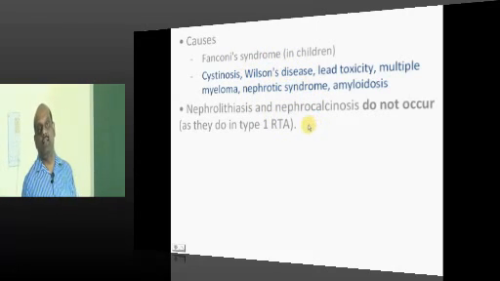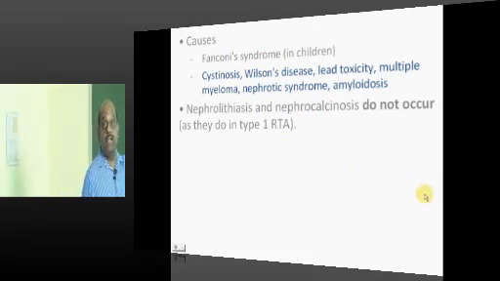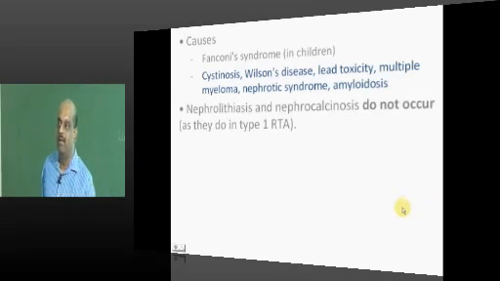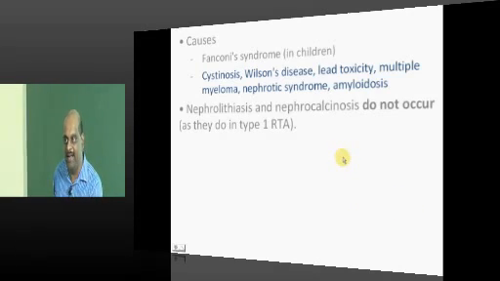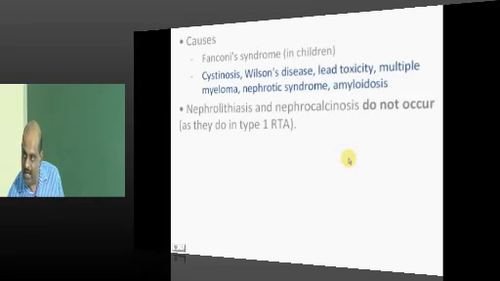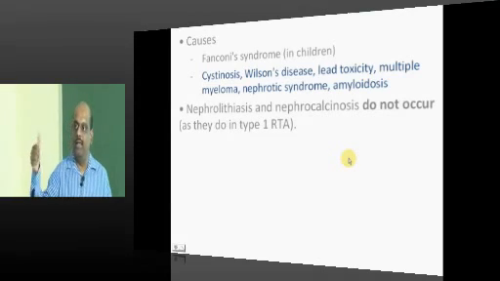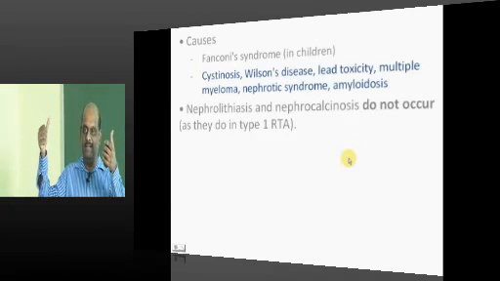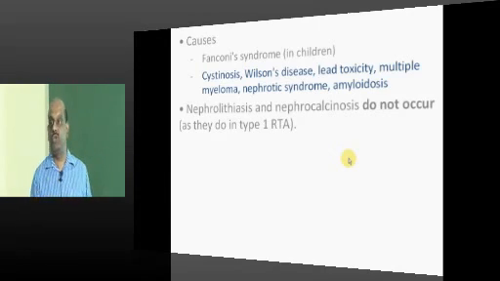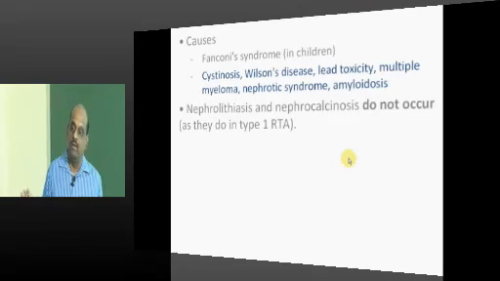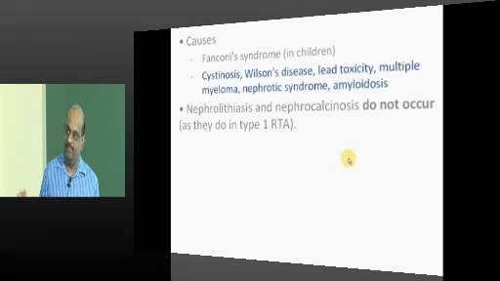Similarly, conditions like cystinosis, Wilson's disease, multiple myeloma, amyloidosis, any of them can lead to the proximal renal tubule becoming dysfunctional. But in them, how is the distal tubule? It is continuing to secrete H plus ions, right? Hence acidification is happening. Until acidification can happen in the distal tubule, calcium and oxalate cannot bind with each other. So nephrocalcinosis and nephrolithiasis do not occur in type 2 RTA.